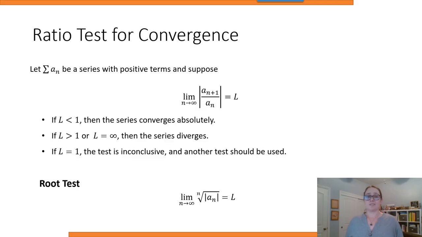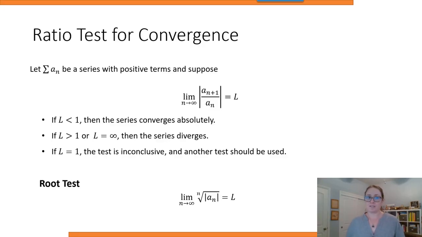If I get something less than 1, the series converges absolutely. If I get something greater than 1 or I get infinity, then the series diverges. And for the ratio test in general, if the limit is equal to 1, the test is inconclusive. So we don't want to run into that issue. Now, we're going to be doing power series where there's an x in there, so we should never run into that situation.